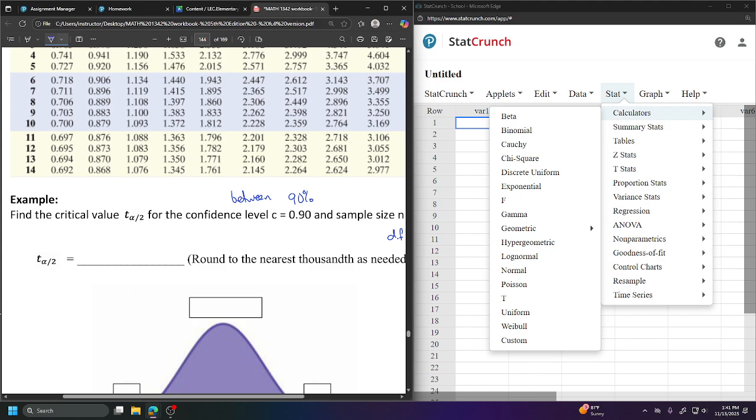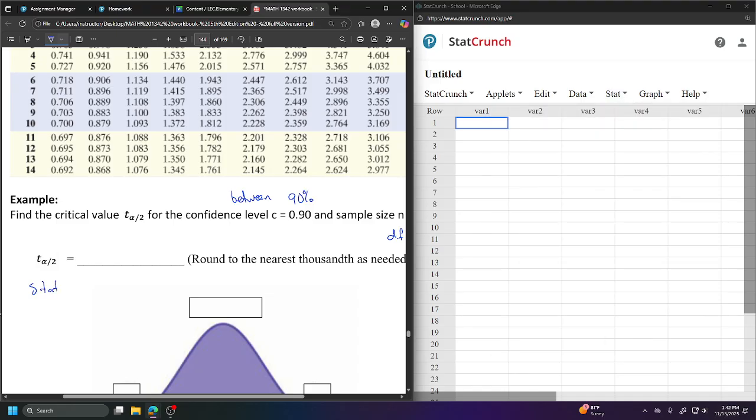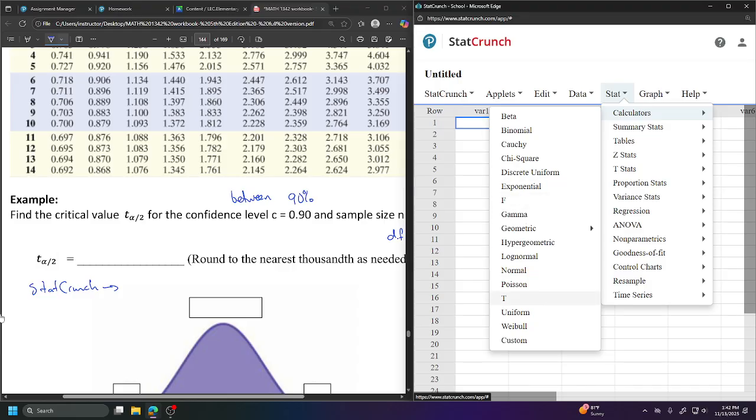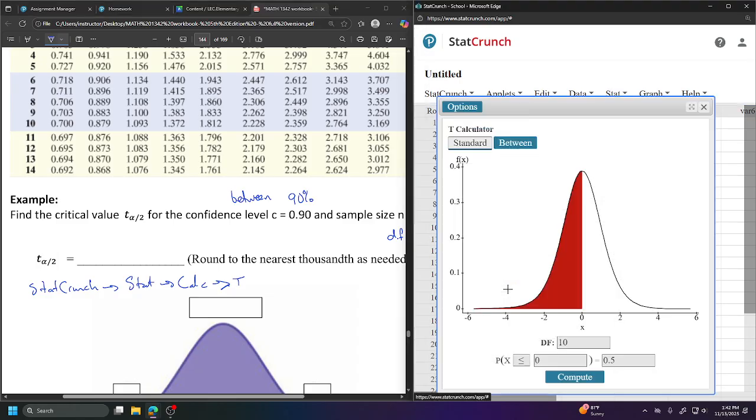And we can use it now, but then we have to kind of hack it, and I don't want to do that. I'd rather just give you the right answer. So StatCrunch, and then we're going to go stat calculator T for just a moment. Stat calculator T. Are y'all okay? It's still the T stuff, and this is just going to be a little bit better, I promise you.